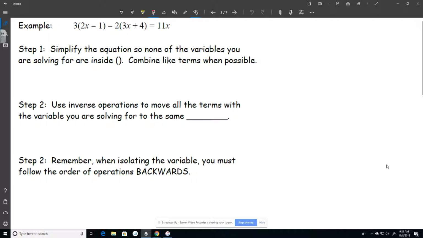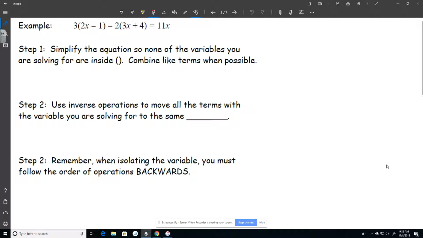And there are really 3 steps that we're going to focus on. You don't always have to use every step in every problem, but there are 3 ideas that you need to keep in mind when you're solving these problems. Step 1 says to simplify the equation so that none of the variables you're solving for are inside parentheses. So look at this example right here: 3 times 2x minus 1. The 2x is inside parentheses. That's a problem. So we need to simplify the equation and make that go away.